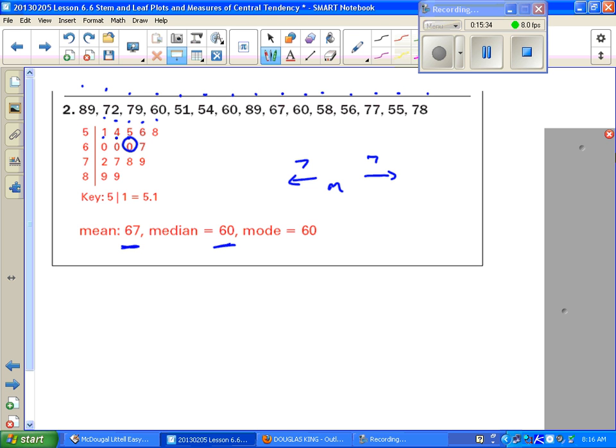And the one that shows up the most, there are 3 zeros next to the 6 in your stem and leaf plot. There are 3 of them. So 60 is your mode. So notice your mode and your median are both 60, and your mean is 67.